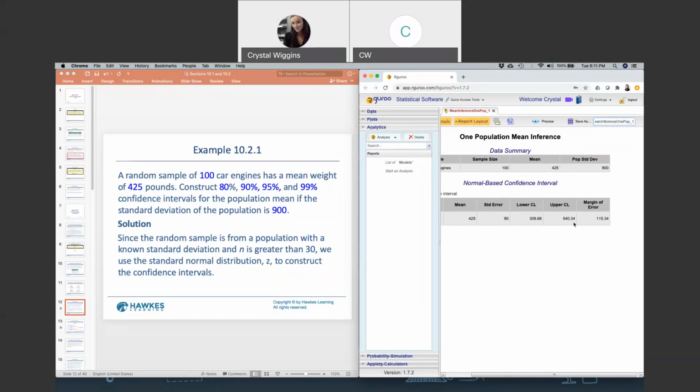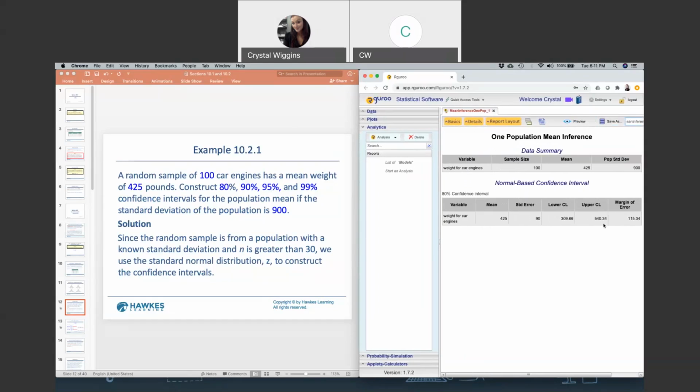540.34 pounds. Now the margin of error is 115 pounds plus or minus, which is quite a large margin of error if you think about it. We could be off by about 100 pounds plus or minus. I guess if car engines are really, really heavy, then that would be okay, but that's about a quarter of the sample mean as a margin of error. That seems really large. Probably not that accurate, but we're also only looking at 80% confidence.